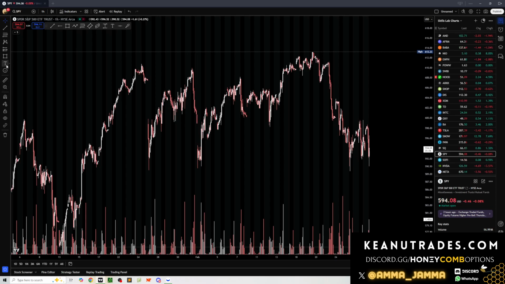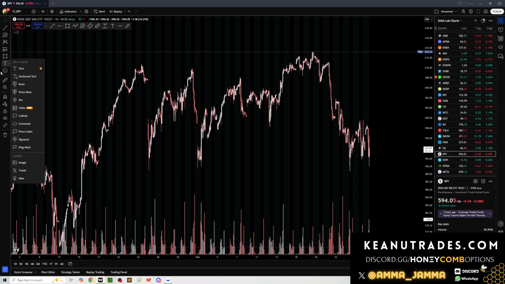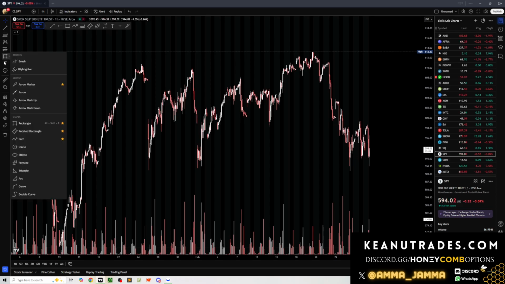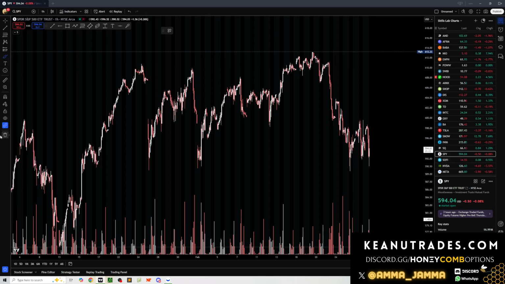So we can clearly see a couple things. The first thing we could definitely see is the reversal points. We got one here. We have one here. These are our pivot points. This is where reversals happen, okay?